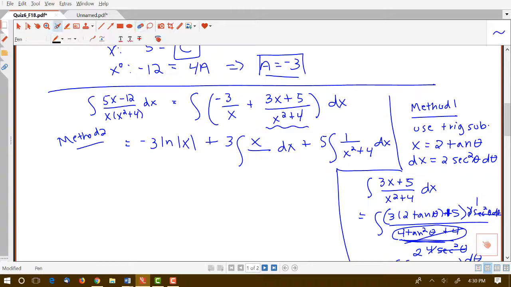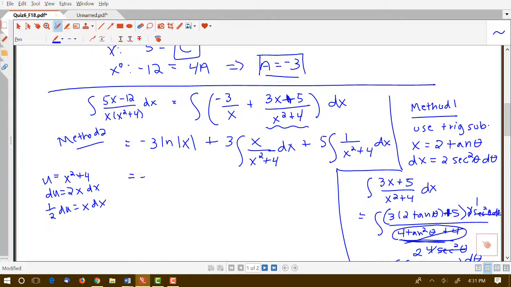Well, the first integral here, this x over x squared plus 4, I can use u substitution on. I can't use u substitution on this whole thing to begin with because of me having this 3x plus 5 here in the numerator. But let's see what u substitution looks like on the x over x squared plus 4. So I could use u is equal to x squared plus 4. So my du is 2x dx, or 1/2 du equals x dx.